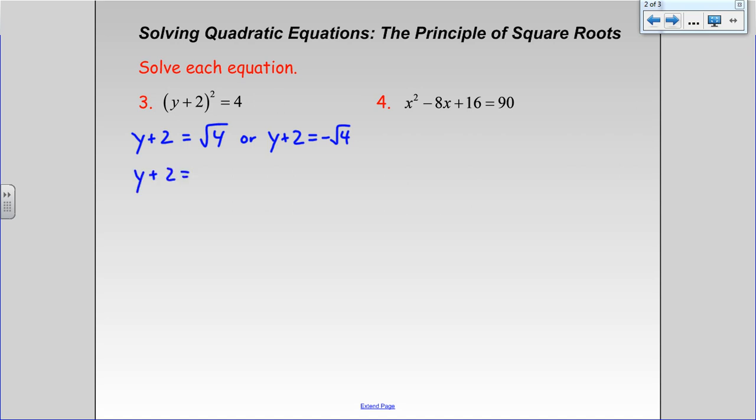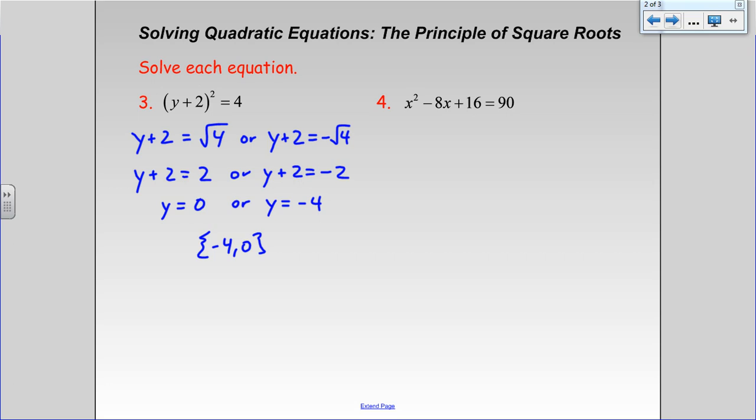Simplifying the square root of 4, we have y plus 2 equals 2, or y plus 2 equals negative 2. Then solving each of these equations for y by subtracting 2 on both sides, we obtain y equals 0, or y equals negative 4. So the two solutions of our quadratic equation are negative 4 and 0.